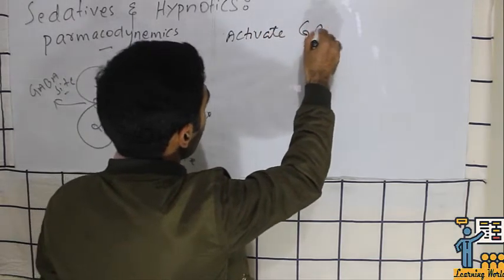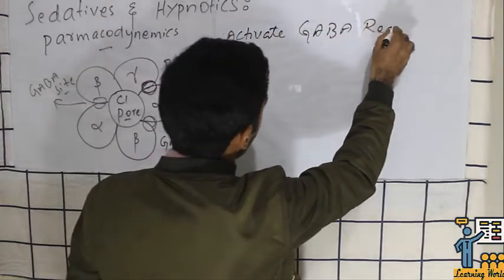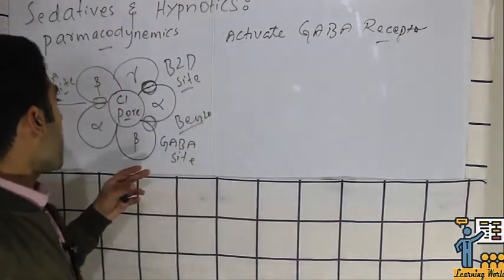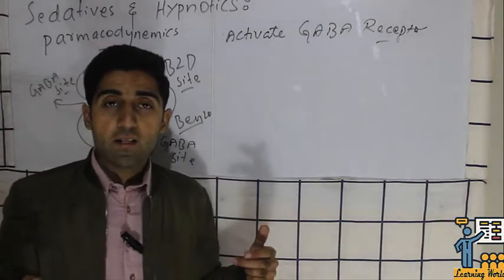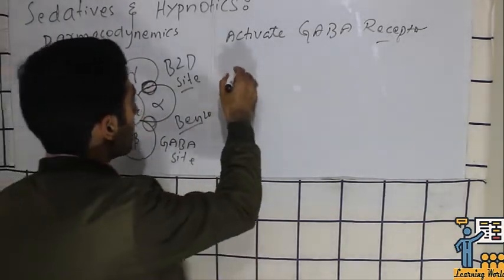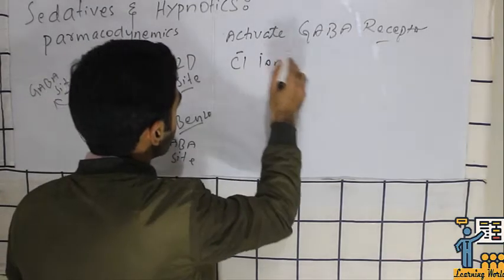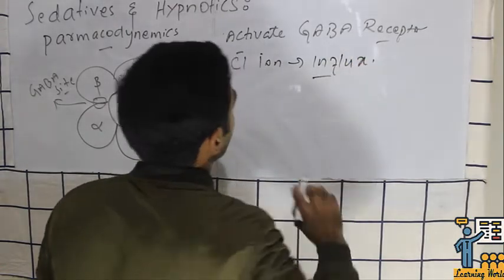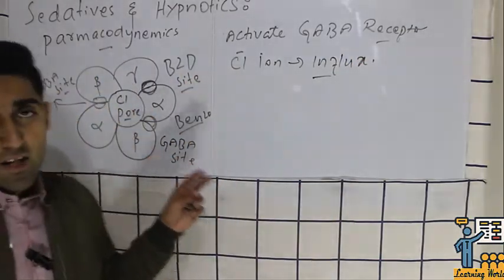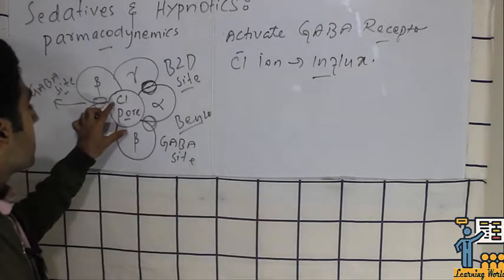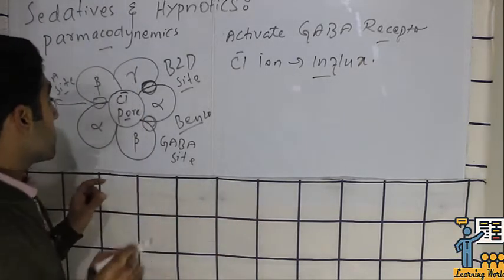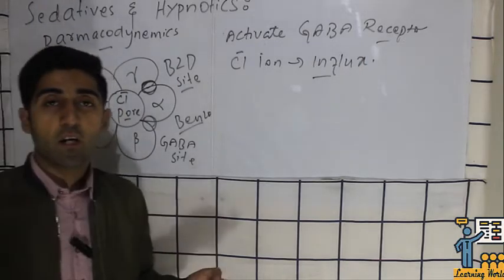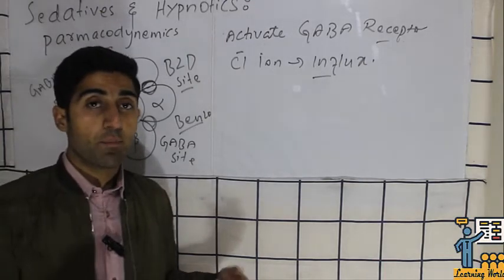When the activation of the GABA receptor occurs, the chloride ion influx will occur. The chloride pore, which is present between these five polymeric chains, will open, and the chloride ions will increase inside as compared to outside.